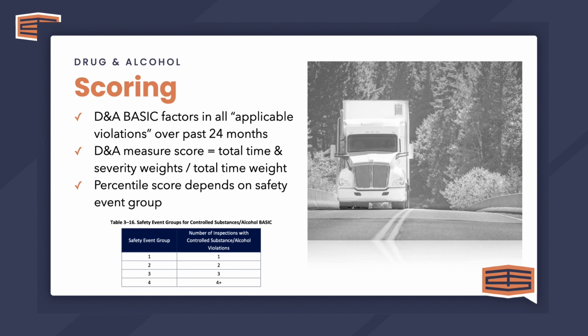It caps out at 4. Those in the 4th safety event group have 4 or more drug and alcohol violations in the past 24 months. So those are the carriers that you would be compared against if you're in that category.